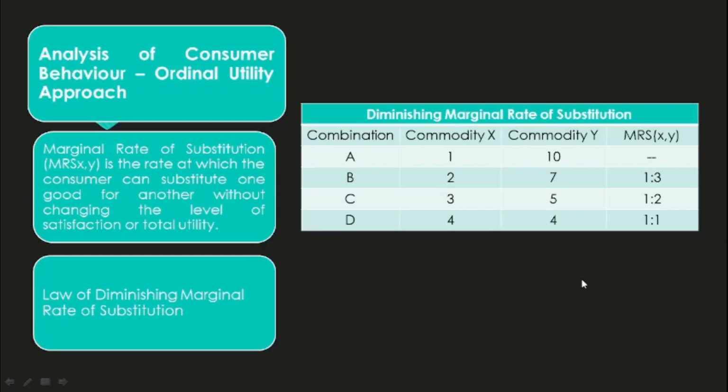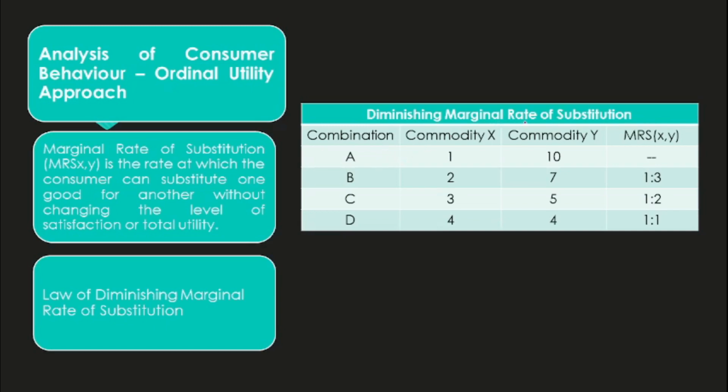So next, I hope you have understood the indifference curve. Now the next concept that we have is the diminishing marginal rate of substitution. This is our fourth assumption in the ordinal utility analysis, and let us understand what it means.